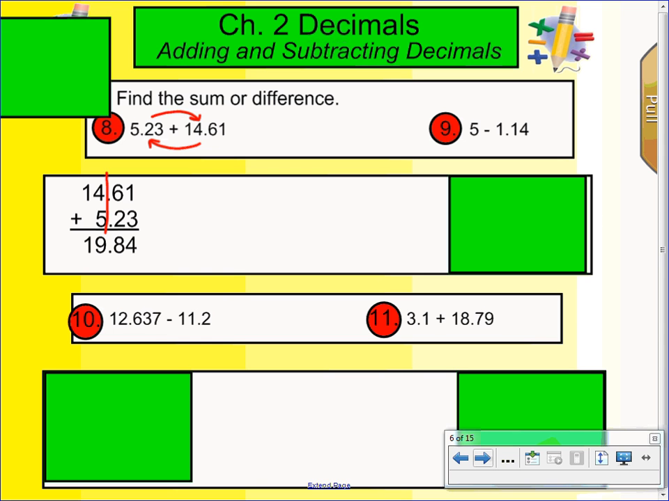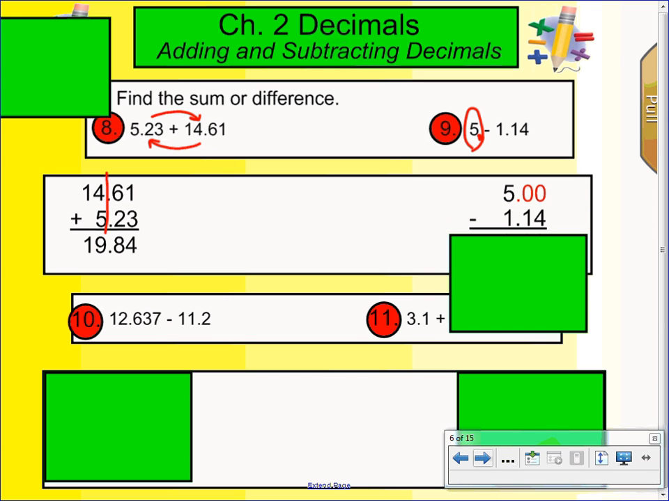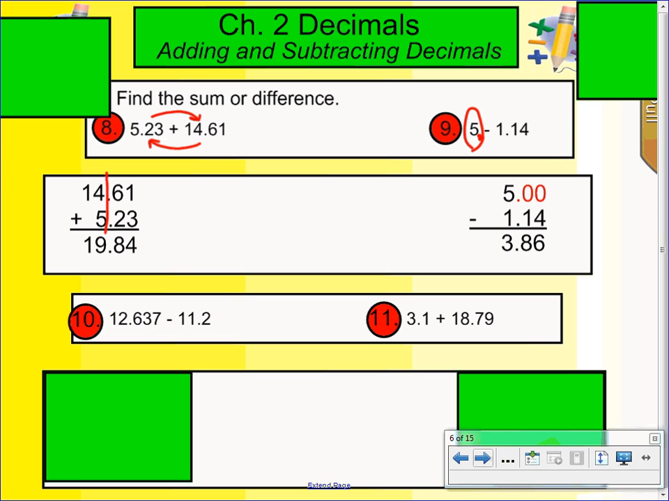Now in number 9, since I am subtracting, I notice that there's no decimal in my whole number, the 5. If there is no decimal, you must put it at the end of the number in order for it not to change that number. And so now when I set it up, it's going to look like this. Notice I had to put 2 zeros after my decimal point, so there'd be an equal number of digits after the decimal. And then when I go ahead and do my subtraction, I end up with 3 and 86 hundredths.